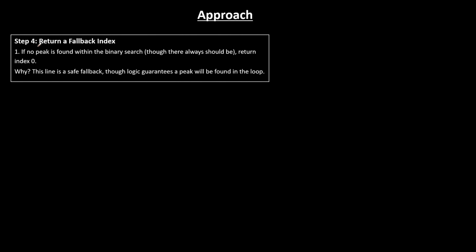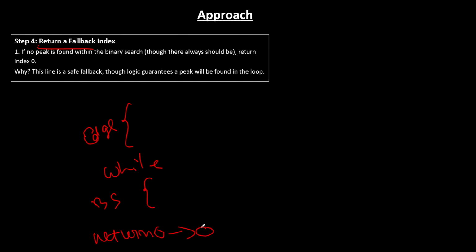Now step 4 would be to return a fallback index. After writing the complete edge cases, and then the while loop, which is basically the binary search, we return 0 for the main function, which is basically a fallback. Why do we do this? This line is a safe fallback, though the logic guarantees a peak would be found in the loop. It is guaranteed that there is a peak, but to make our code safe, we write a fallback which is return 0. I hope you understood the approach explanation. Let's move to the next slide.